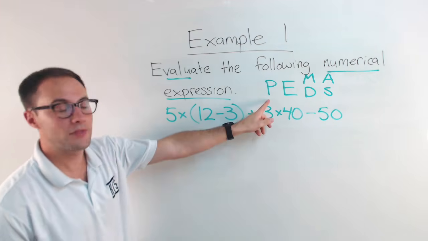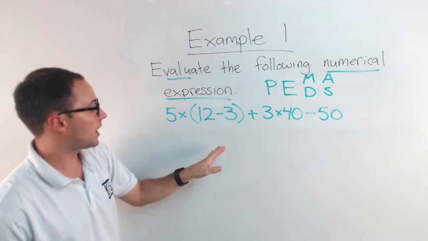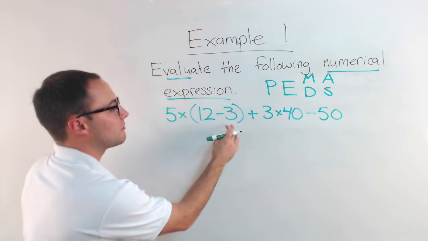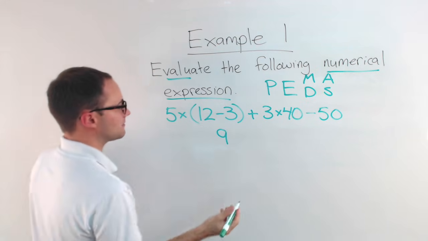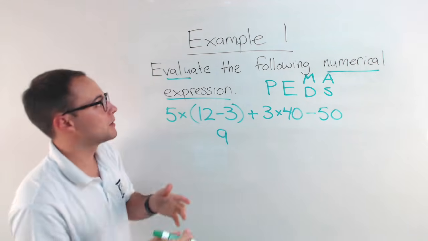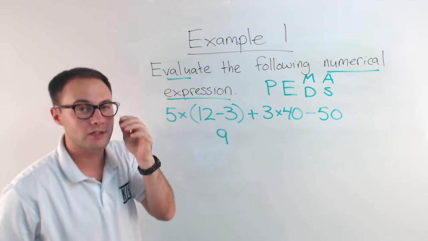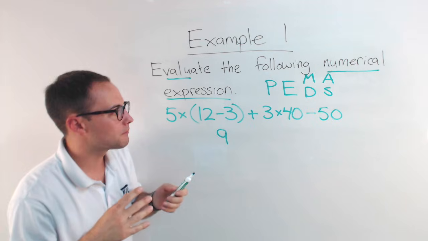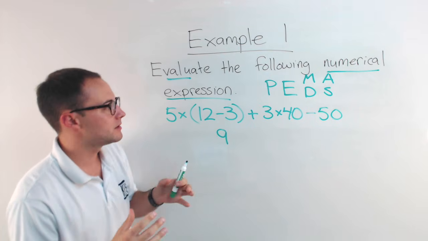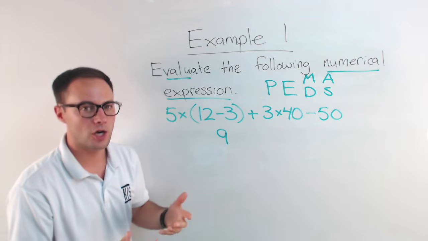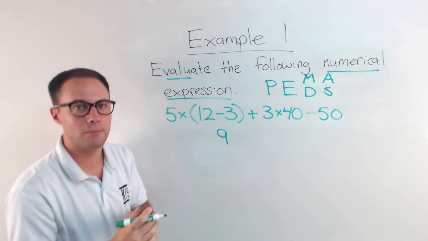First up, parentheses. Do we have any parentheses? Yes, we do right here. So that's what we got to take care of first. So 12 minus 3 is 9. The key when solving order of operations problems or evaluating numerical expressions is to do one step at a time. The most common mistake I see students do is they try to do too many things at once, and that gets them in trouble. So try to just do one step at a time.